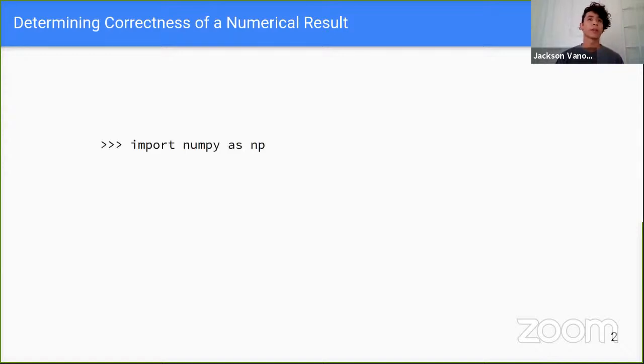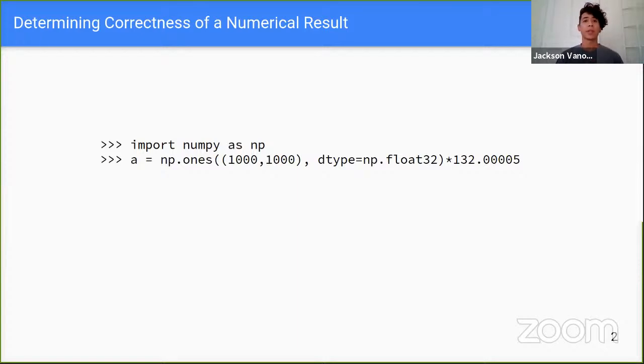So on that note, I'd like to go into an example here. When we're determining the correctness of a numerical result, let's say we're doing something like this. We have the Python interpreter up, and we are using the NumPy library. We initialize a matrix 1000 by 1000 with all of these elements at 132 and some change. And when we take the mean function, we all have an intuitive idea about what a mean function is doing. If all of these elements are the same, we know that the result should be that value, 132.00005. And when we get this result, we can intuit the fact that this discrete numerical algorithm has diverged from the continuous analytical function that it's implementing.